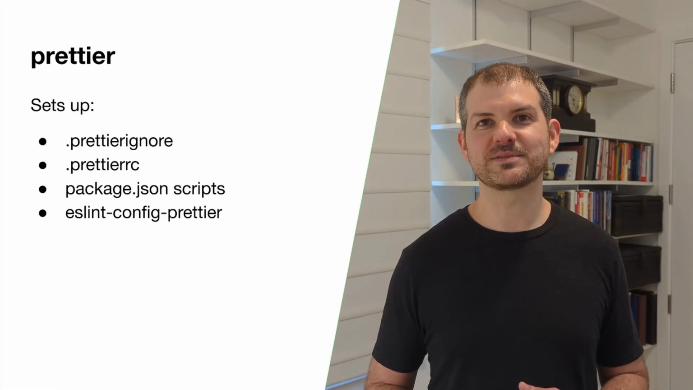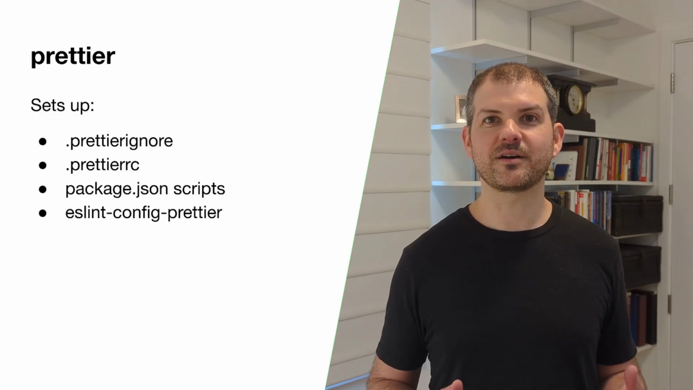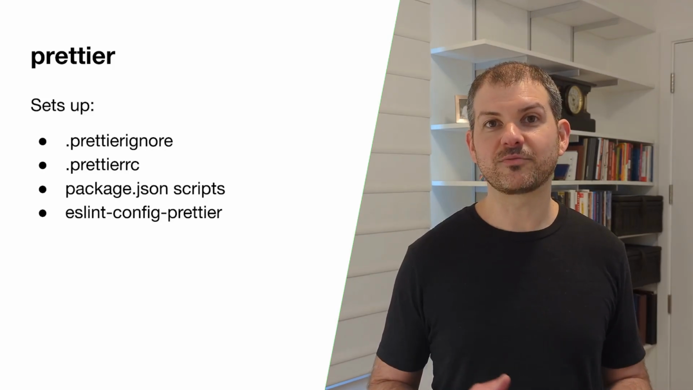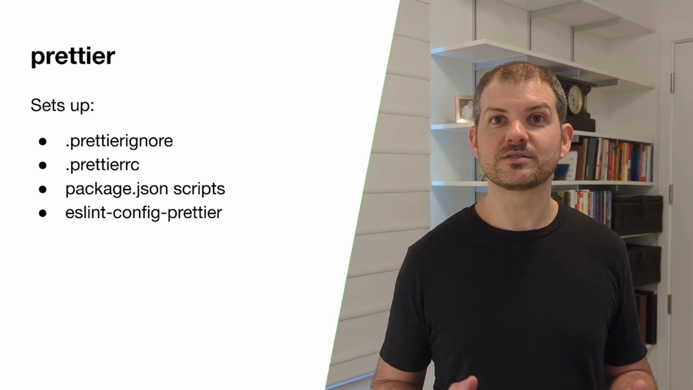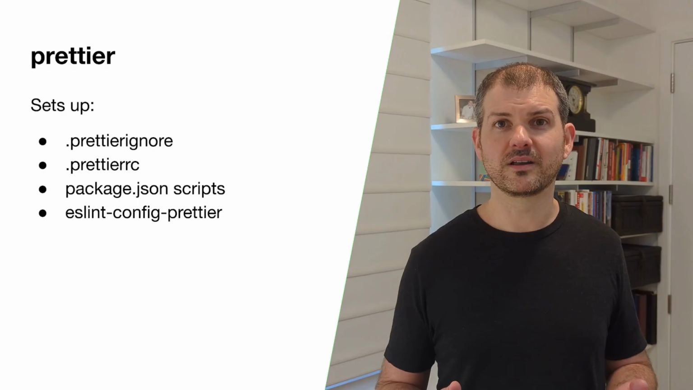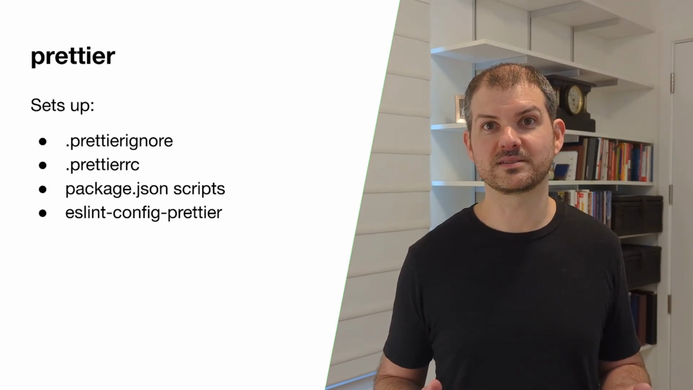So let's walk through the options that are available. First up is Prettier. Prettier is a code formatter. You can run it on your code base with the Svelte Prettier plugin, and it will format all of your files so that you don't have to worry about reviewing your colleagues' code for little formatting issues, and you can focus on the real issues that are present.